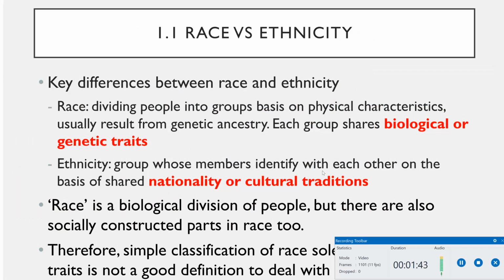Race and ethnicity are very similar concepts, but they have some differences in definition. Race divides people by biological or genetic traits. Race usually emphasizes physical characteristics such as skin color, height, or hairstyle, like curly hair or straight hair. But ethnicity is a concept more about culture, traditions, or nationality. So race is a more biological division of people compared with ethnicity, but it has many limitations, which I want to cover in the later part.